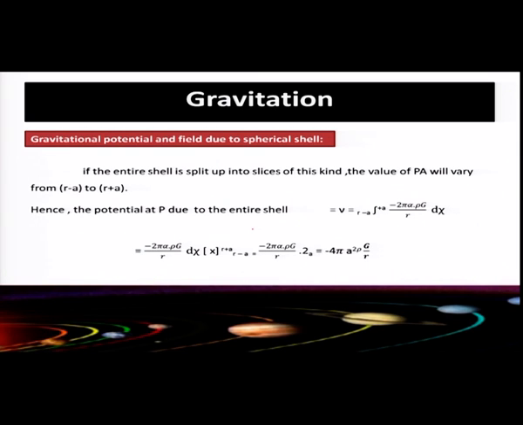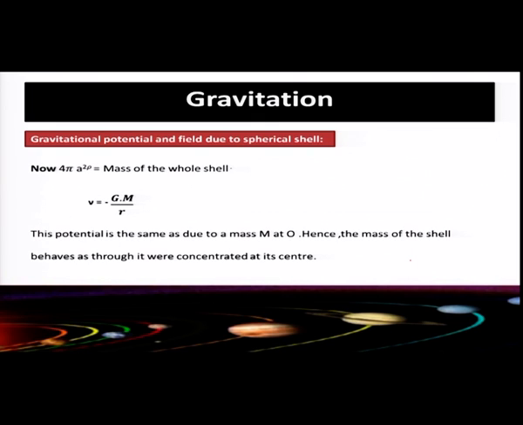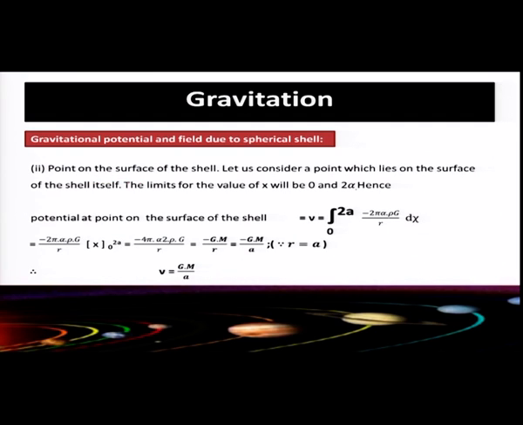Therefore, the potential due to the entire shell can be obtained by integrating the equation from r minus a to r plus a. When you integrate this, you will get 4 pi a squared rho into G by r. Now, we know that 4 pi a squared rho is nothing but the mass of the shell, and the gravitational potential is V is equal to minus GM by r. Therefore, this potential is the same as due to the mass M at O. Hence, the mass of the shell behaves as though it is concentrated at its center.